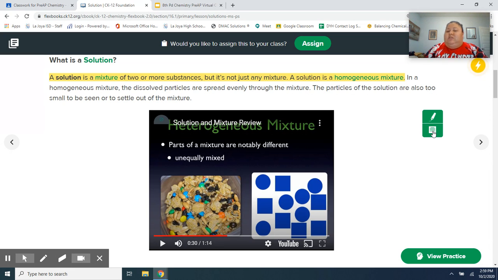Same thing with those circles and squares. On the right side, you have a bunch of circles and a bunch of squares. On the left, very few of each. That's unevenly distributed throughout.